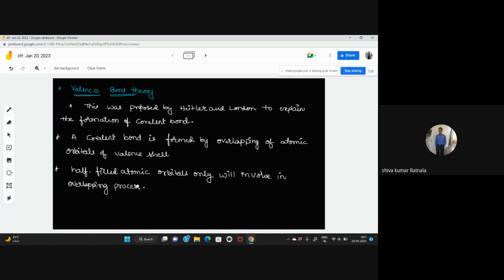So as a result of overlapping, what will happen? The density of shared electron pairs is concentrated mostly on the internuclear axis.